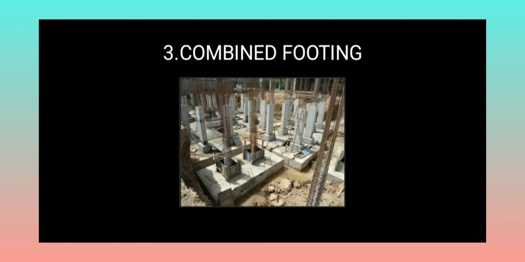The third one is combined footing. Similar to isolated footing, when columns of the structure are placed closely, the bearing capacity of the soil is low and footings overlap. Here combined footing is provided. Types of combined footings are slab type, slab and beam type, rectangle type, raft and strap beam type. They may also be square, T-shaped or trapezoidal.